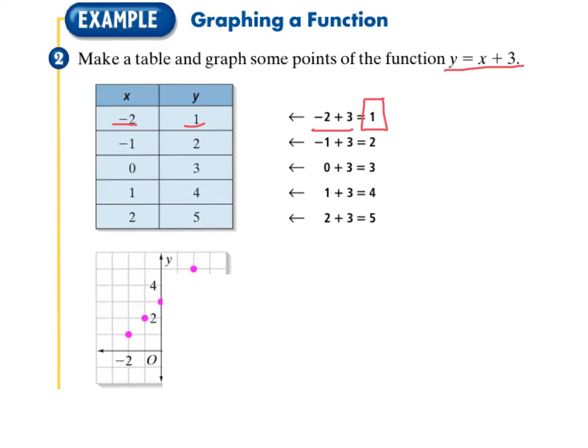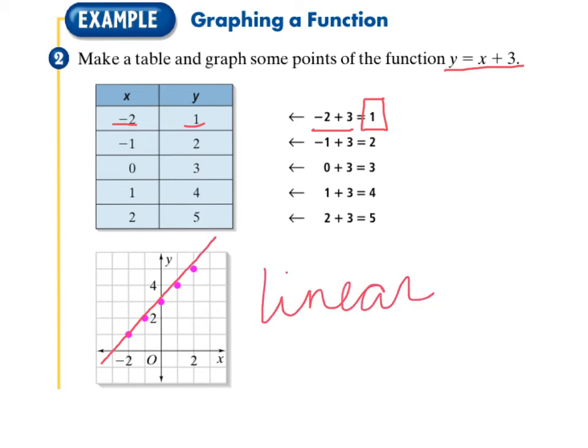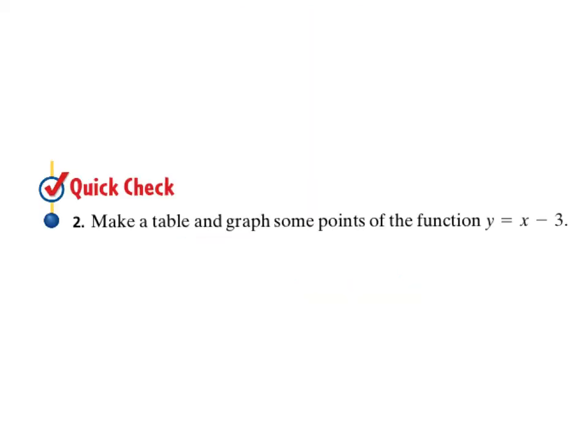So once we graph those points, we get (-2, 1), (-1, 2), (0, 3), (1, 4), and (2, 5). So that gives us our straight line that we were looking for. So it is a linear function. Pause the video and try this quick check in your notebook. You need to use the given function to create a function table and then use that table to graph your points. So again, you need graph paper or a graphing note card to complete this quick check.